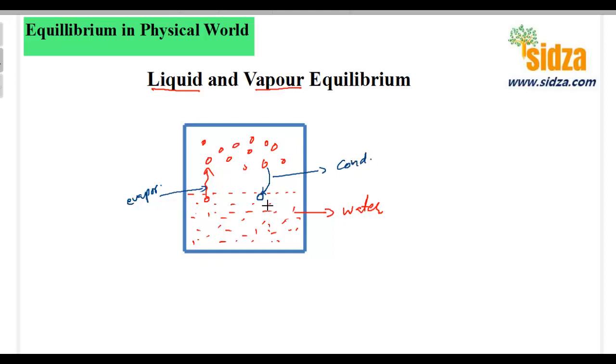It will take some time. With time, more and more of the liquid will enter into the gaseous state, and therefore the rate of evaporation and the rate of condensation will at some point become the same, correct? Initially evaporation is very high and condensation is slow, but with time a point will be reached when the rate of evaporation will be equal to the rate of condensation. That state is called an equilibrium state, right?